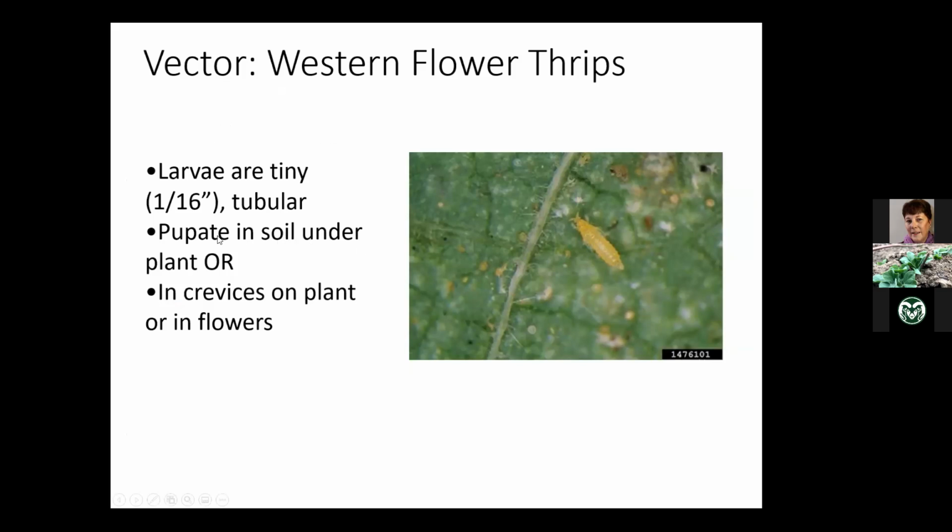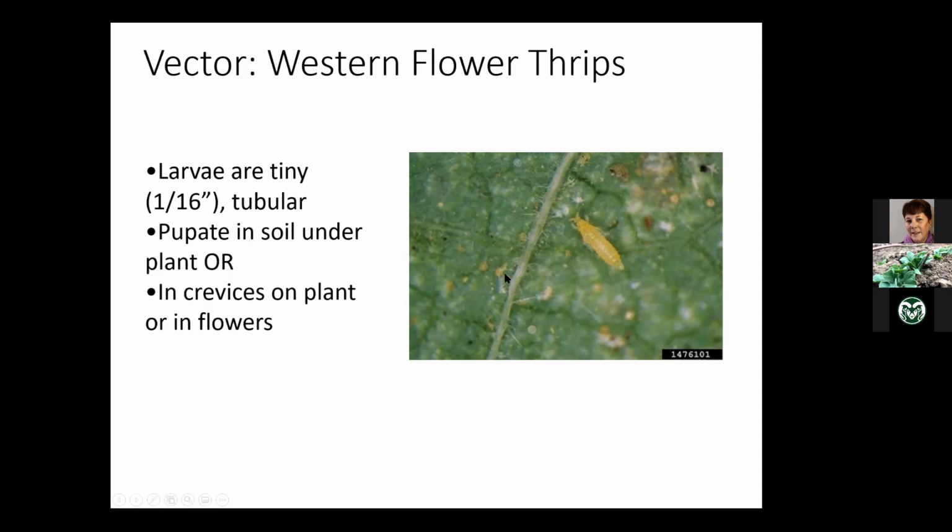They don't technically have a pupal stage. These insects undergo simple metamorphosis, where they go from egg, 4 stages of larva or instars, and then they become an adult. They don't technically have a pupal stage, but they just molt into the adult stage. They live in crevices on plants, or they live in the flowers. If you're looking for them on plants, you will often find them right along the veins of the plants, because there's a lot of nutrients and a lot of food source in there, and that's where they like to feed.